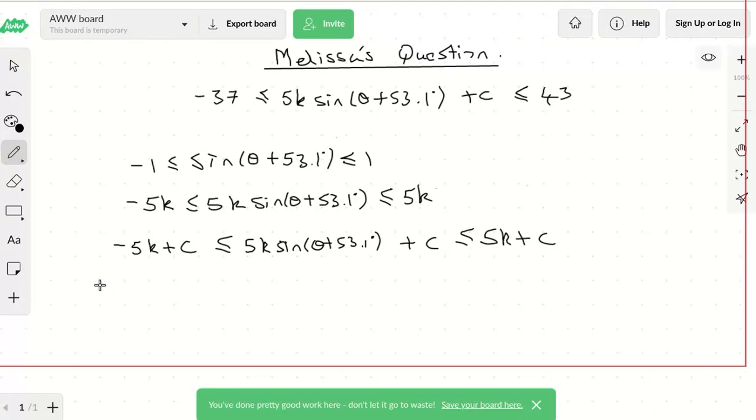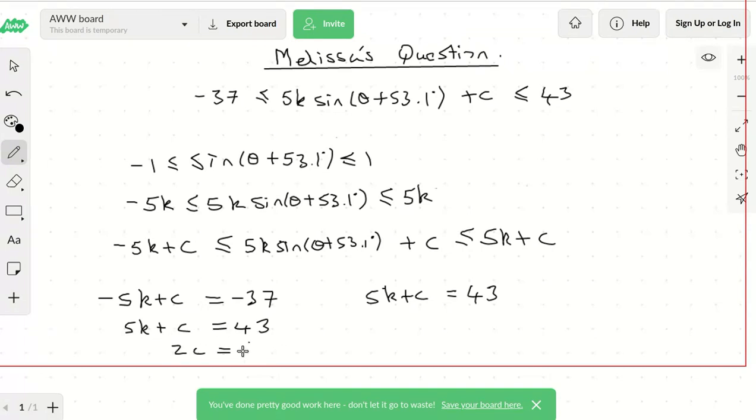In other words, I could now just argue that minus 5k plus c is going to be equal to minus 37, and 5k plus c is going to be equal to 43. And now I can solve those simultaneously. Probably best to add them. If I write this one down underneath and just add them together, I'm going to get 2c is 6, and so c is 3. And if c is 3, then k is going to be minus 40 divided by minus 5. I think it's going to be 8, yeah? I think that's right, 43. Yeah, perfect. It works in both equations. And I found c and k.